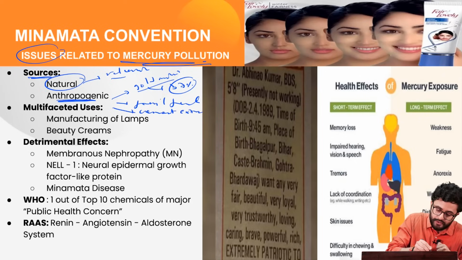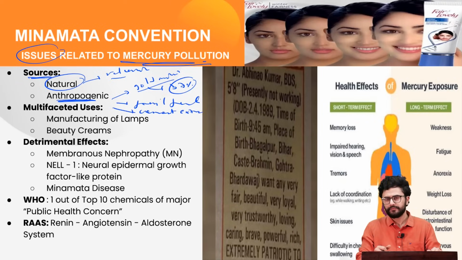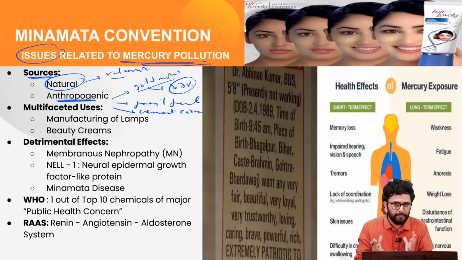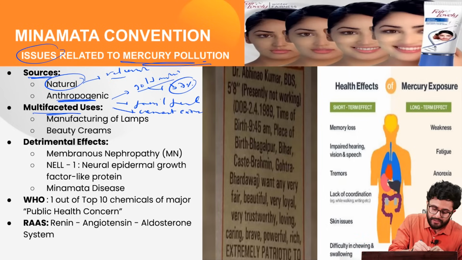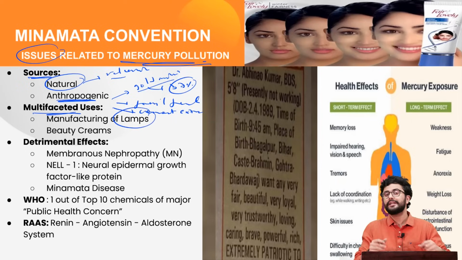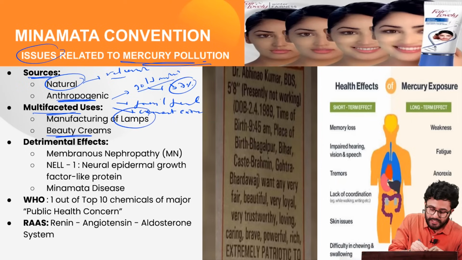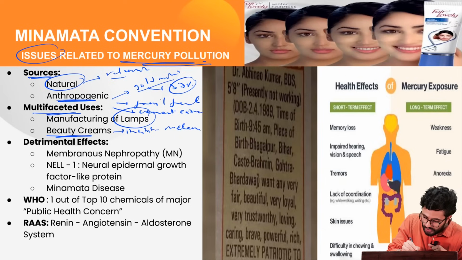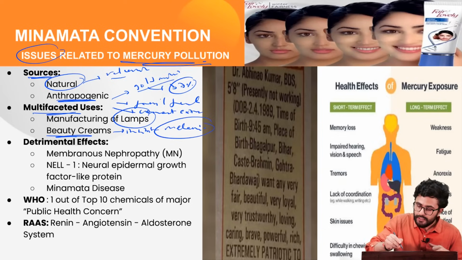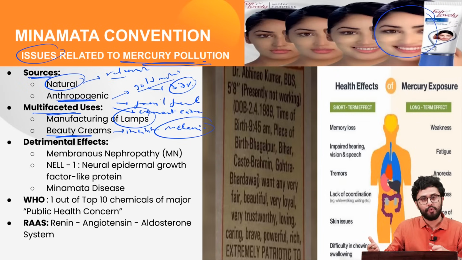All of that leads to the emission of mercury. Now, why is mercury in such rampant use? Because of its multifaceted uses, such as in the manufacturing of lamps, or it is highly used in beauty creams because it inhibits the formation of melanin, thus leading to a lighter skin tone.